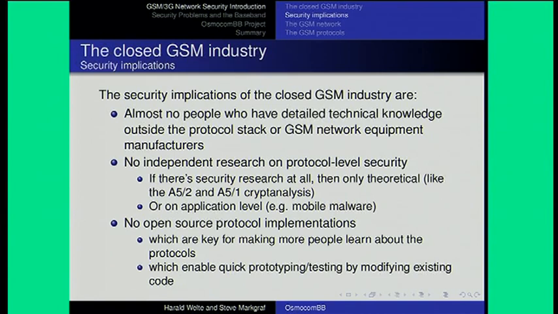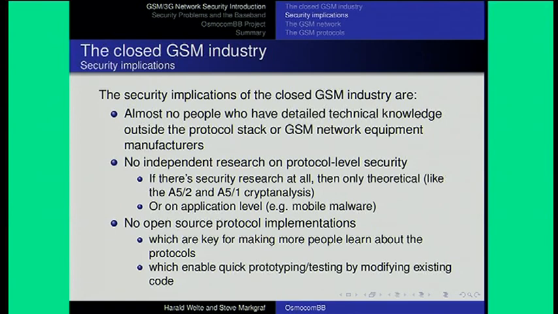Now, the security implications of all of this is that we have very few people who actually understand the protocol stack outside the manufacturers of the baseband processors and the network equipment. There's relatively limited protocol level research. If you find research, it's related to the cryptographic side. It's on application level, like mobile malware and so on.